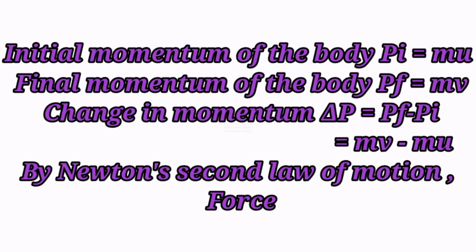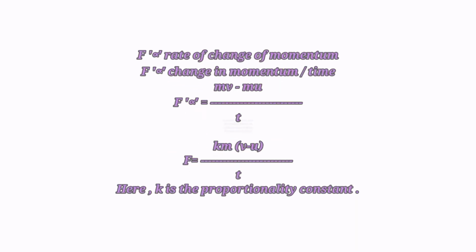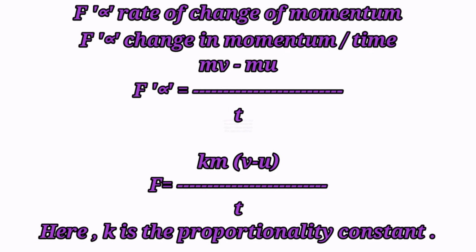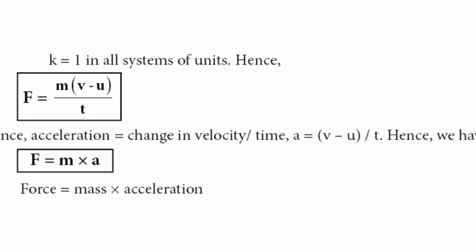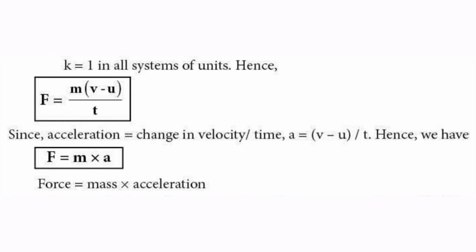By Newton's second law of motion, force F is directly proportional to the rate of change of momentum. F is directly proportional to change in momentum by time. F is directly proportional to (mv minus mu) by t. F is equal to k into m (v minus u) by t. Here k is the proportionality constant. K is equal to 1 in all systems of units.